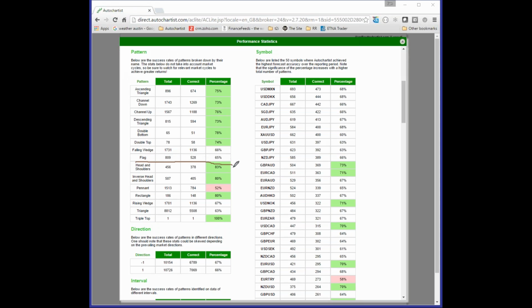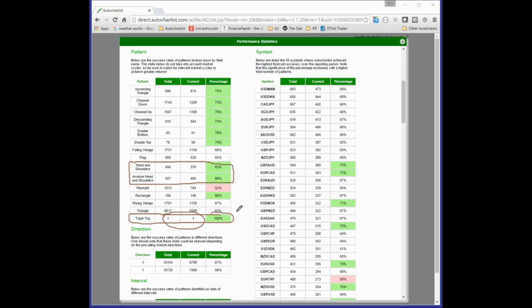Head and shoulders and inverse head and shoulders are always really good star performers for us at Autochartist, over 80%. Interestingly enough, we have a 100% hit rate for a triple top. But notice something very important. We only identified one triple top in the last few months. Okay, so this is not a reliable statistic.